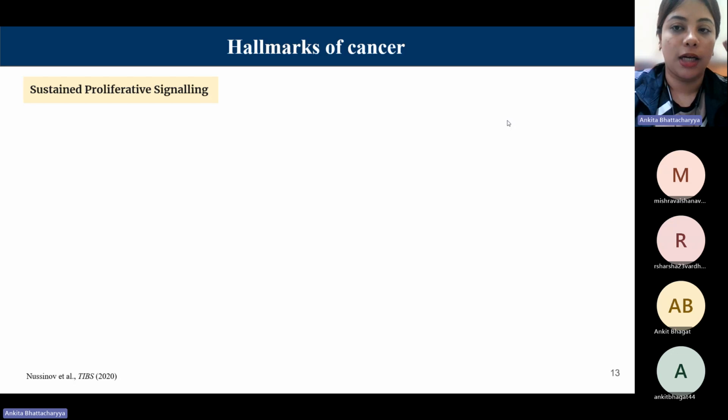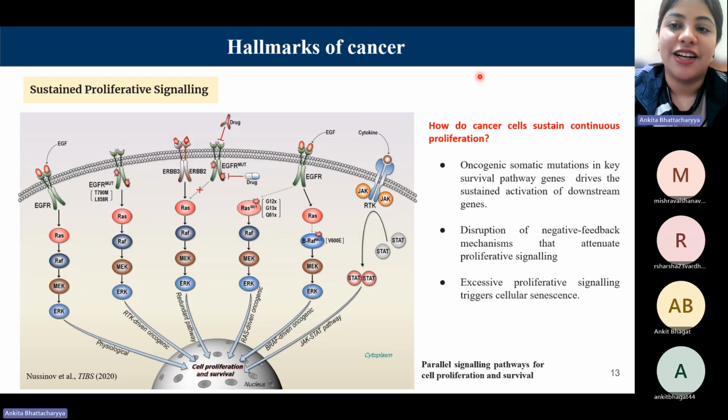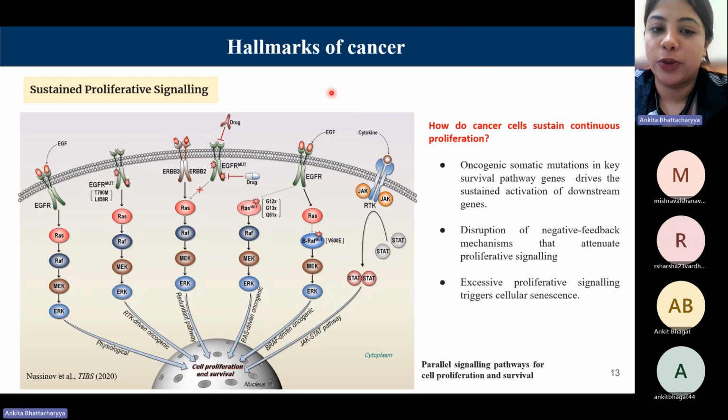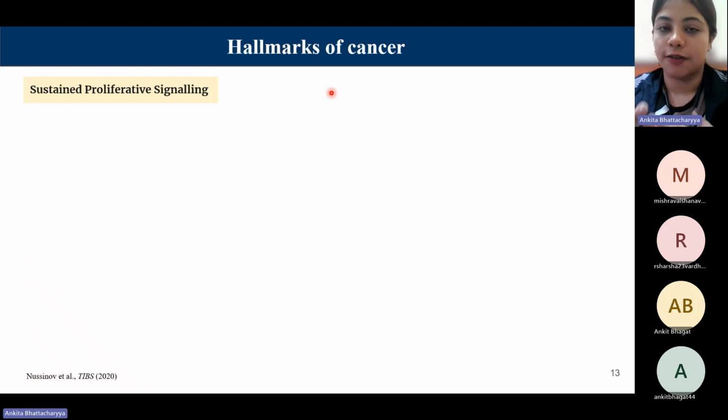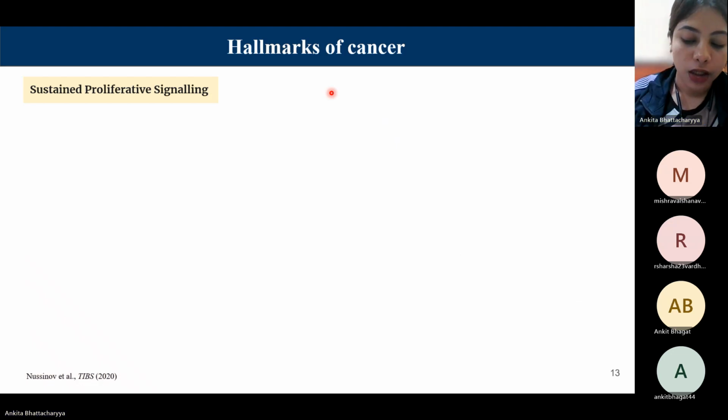So the first hallmark, the core hallmark that I talked about, was sustained proliferative signaling. What does it mean? Okay, before we go into it, I hope the diagram doesn't scare you very much. Let's just discuss it first directly. We have talked about proliferation before as well, right?